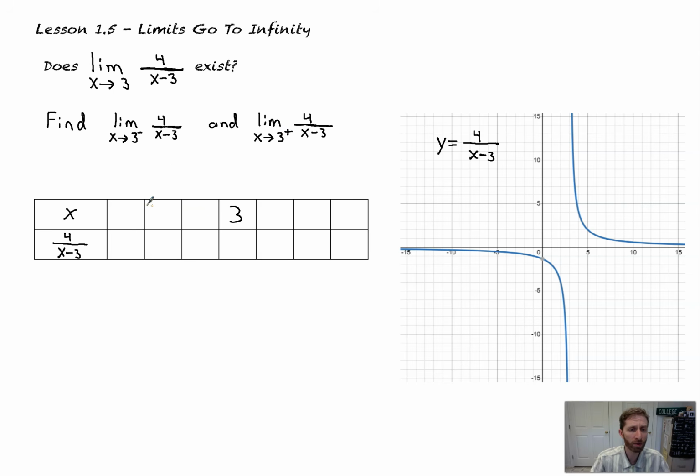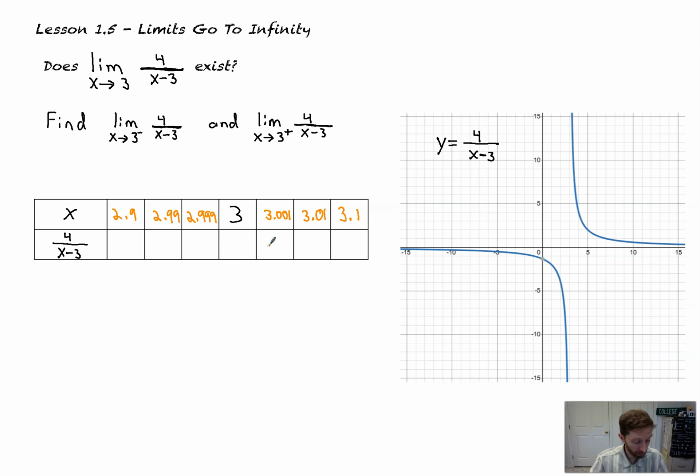I'm going to plug in numbers getting close to 3 from the left side. So that would be something like 2.9, 2.99, and then you guessed it, 2.999. And we'll plug those into 4 over x minus 3 to see what we get as we approach 3 from the left. Approaching 3 from the right would be something like 3.1, 3.01, and 3.001. So that gets very, very close to 3 from the right side.